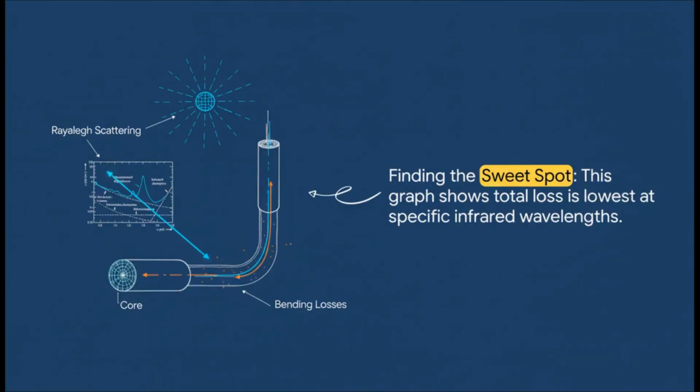Now, this is really cool. Attenuation is totally dependent on the wavelength of light you use. Check out this graph. Over on the left, at shorter wavelengths, you get a ton of what's called Rayleigh scattering. It scatters blue light the most, which is actually the same reason the sky is blue. Then way over on the right, at longer wavelengths, the glass material itself starts absorbing infrared light. So the sweet spots for communication are these valleys in the middle, these windows where the total loss is at an absolute minimum, and that is exactly where we operate our fiber optic systems.